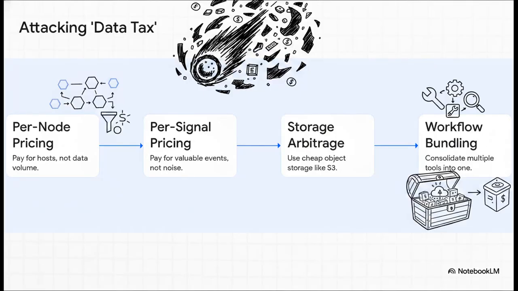So, at the same exact time, you've got this new vanguard of startups that are attacking the market by just blowing up the old, expensive pricing models. They're going after what's called the data tax, that insane cost of just ingesting massive volumes of data. And they're doing it with really smart strategies like per-node pricing, storage arbitrage, and workflow bundling.